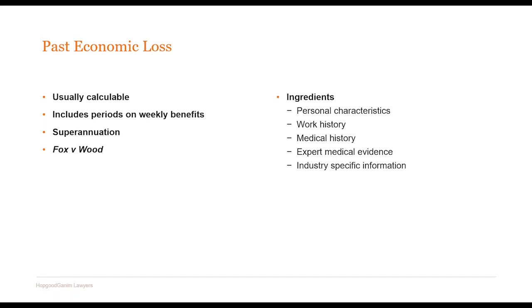The other item that's included under the heading of past economic loss is Fox v Wood. Now, that is the name of the case that established this principle. Fox v Wood damages are the difference between the tax on the plaintiff's taxable income and the tax on the plaintiff's taxable income less the refundable workers' compensation. It's basically a tax adjustment to ensure that the claimant is placed in the same position as if they had not been injured and hasn't had to pay extra tax. There's almost never any controversy regarding that calculation. It's very straightforward. So that's past economic loss.